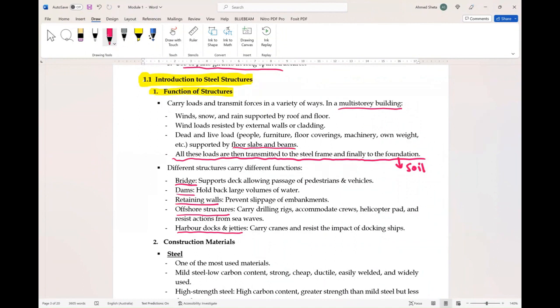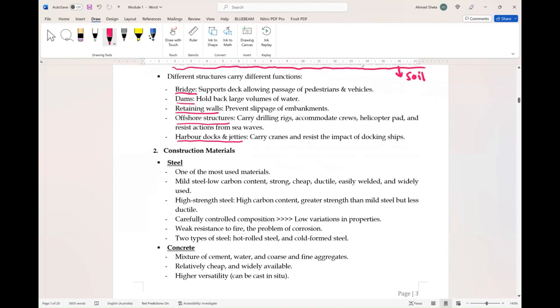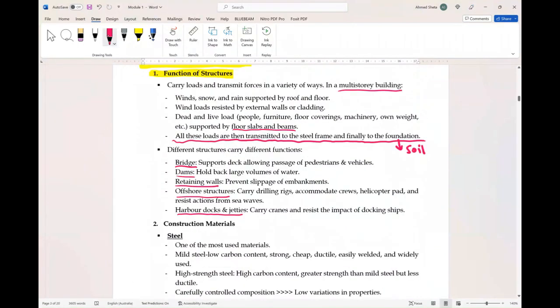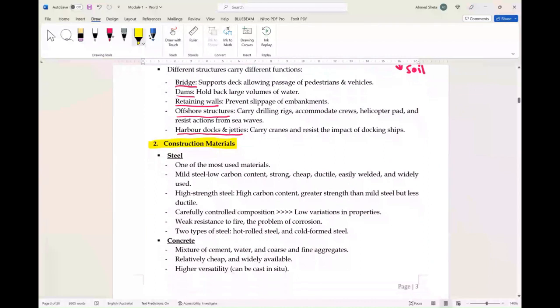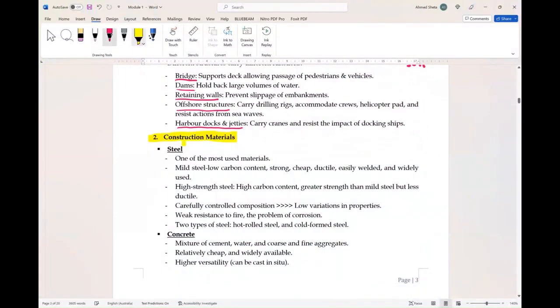So there are a lot of types of structures that we need to construct for several usages in our life. The second point is the construction material used in these structures. Our focus will be on steel structures. So the material is steel. This is the main focus of our course.